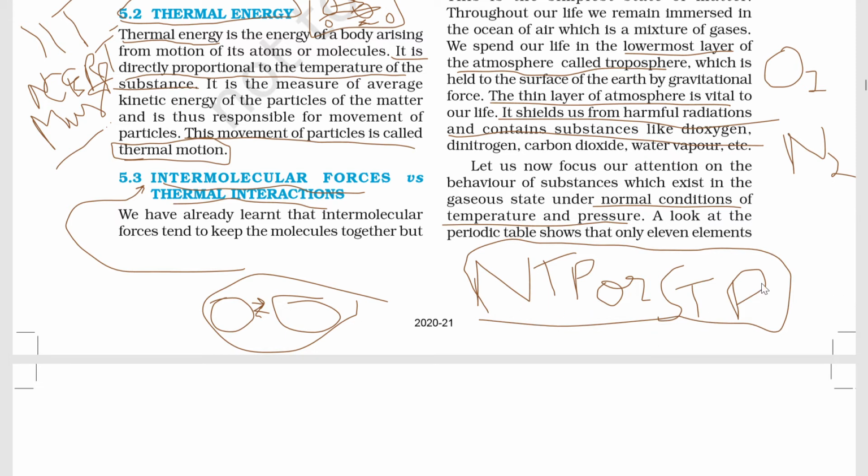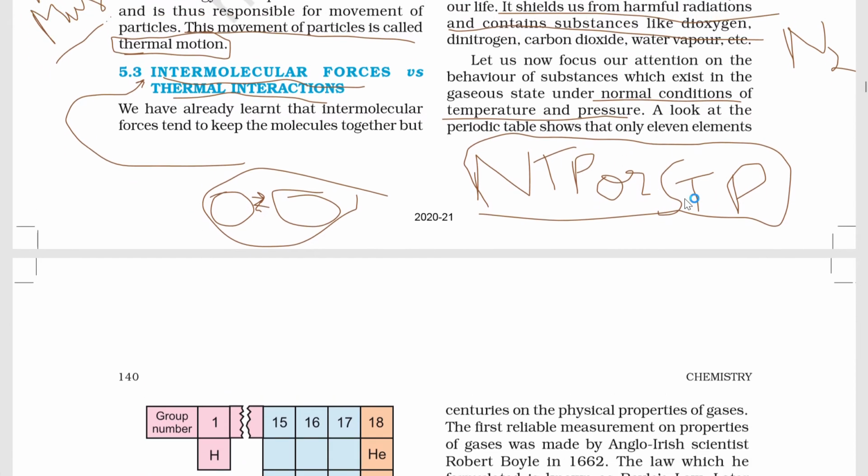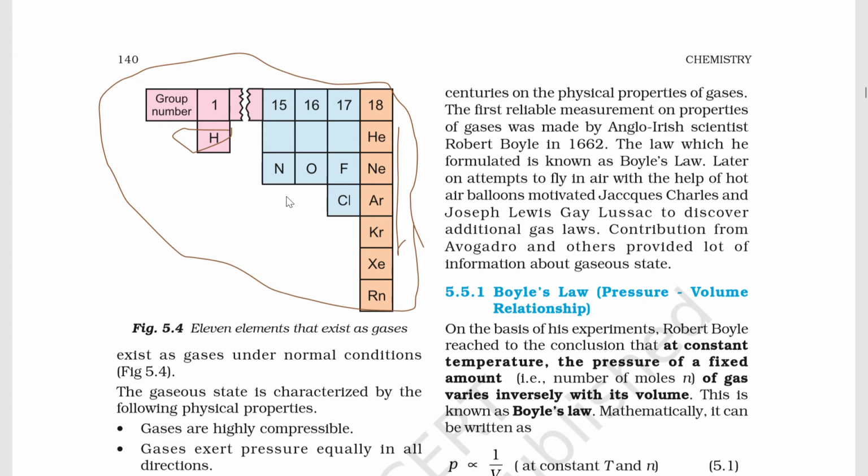Now a look at the periodic table shows that only 11 elements exist as gases under normal conditions. These you have to remember, because this can come anytime. See, hydrogen exists as a gas. You know that all noble gases exist as gases. This you just have to remember.